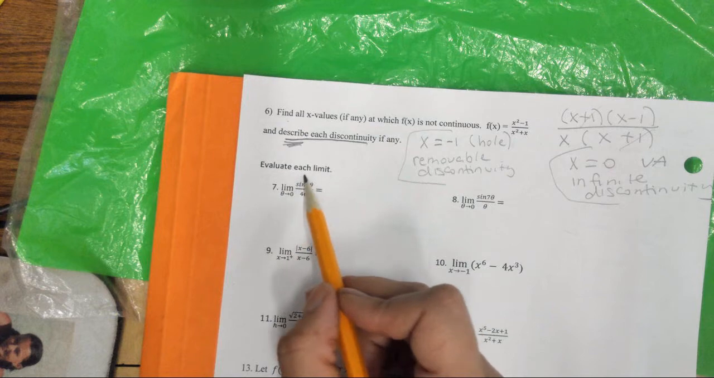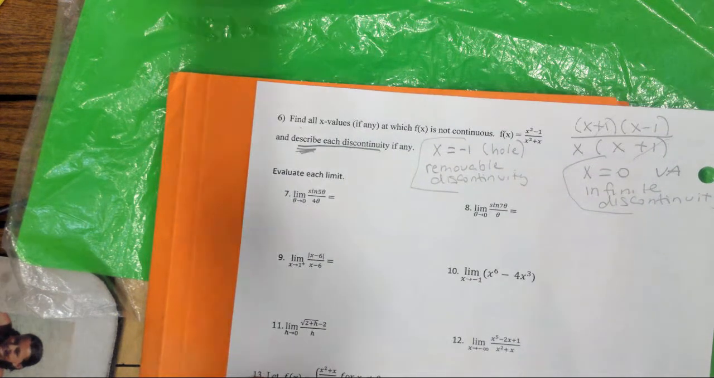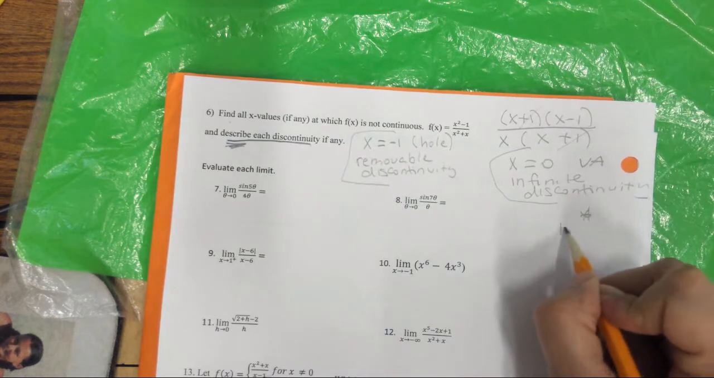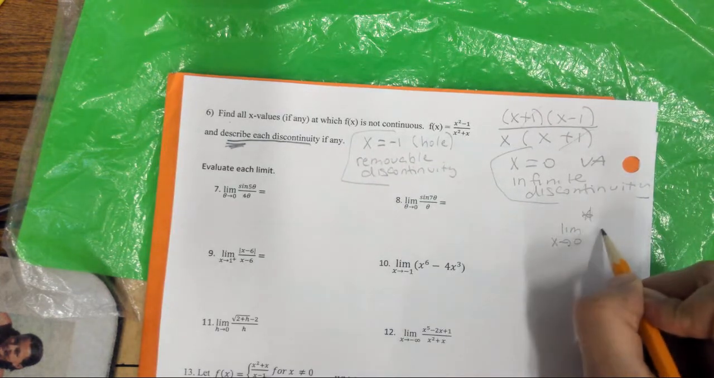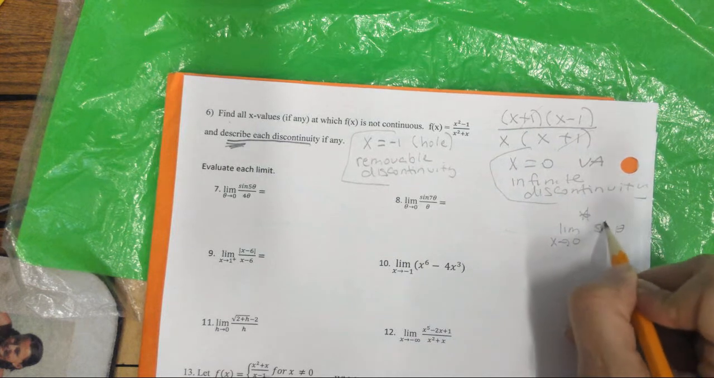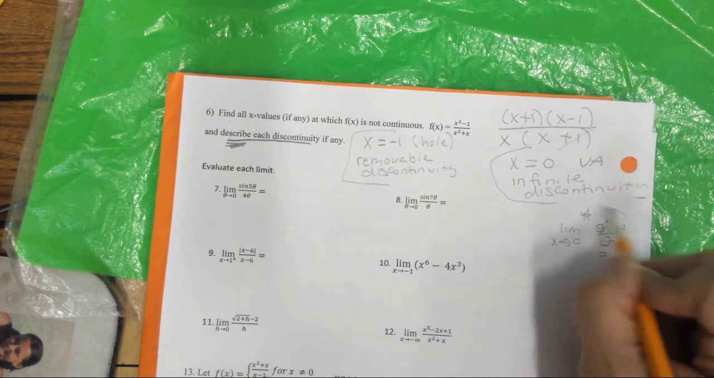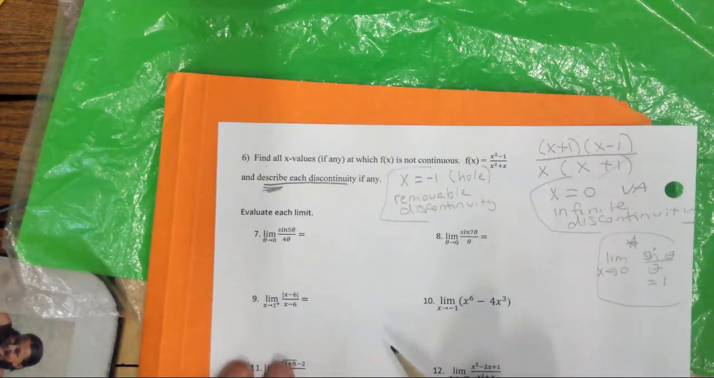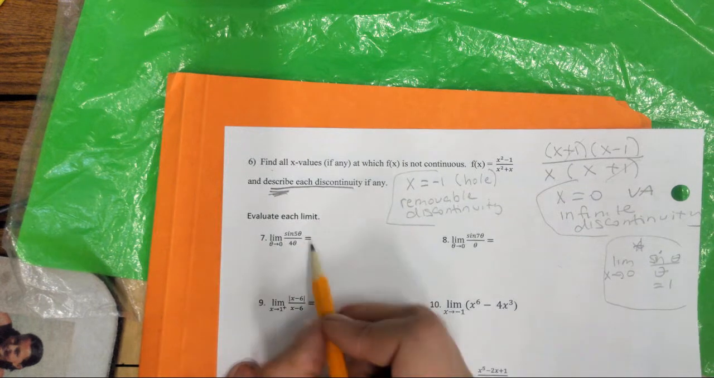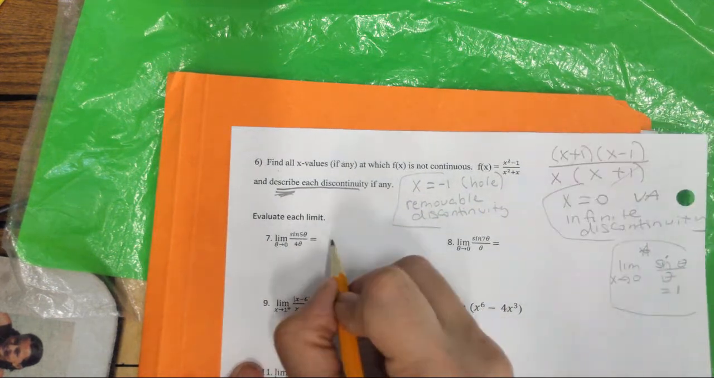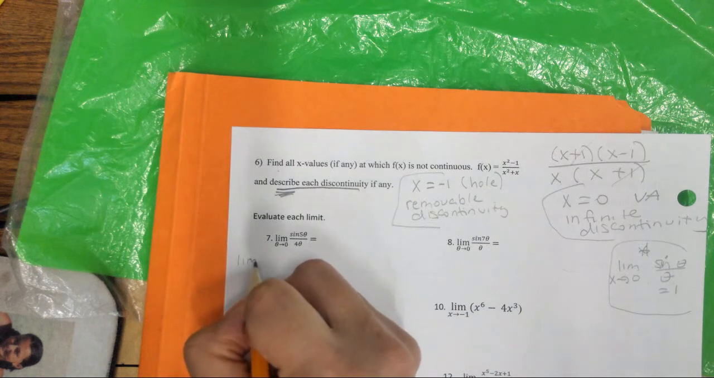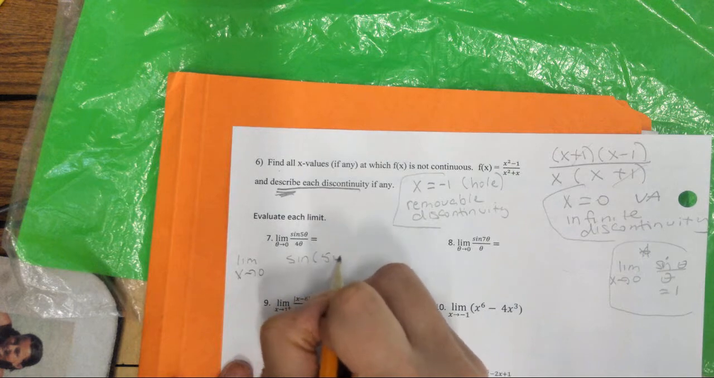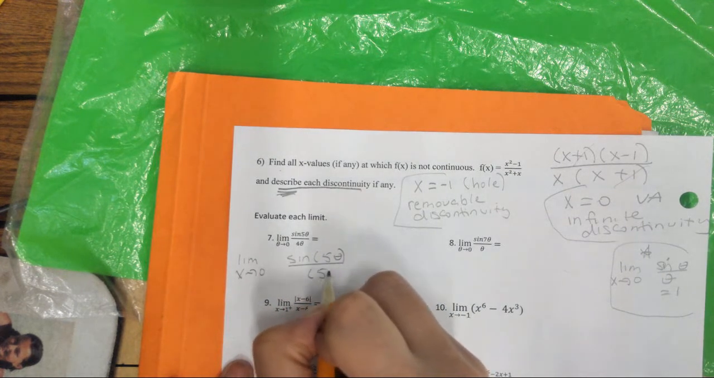Okay, so now evaluate each limit. So when I see these guys, like 7 and 8, I have to remember that the limit as x approaches 0 of sine theta over theta equals 1. This is the fact that I need to use in order to solve these. And so we can let theta equal, in this case, 5x. So I can rewrite this as the limit as x approaches 0 of sine of 5x over 5x.